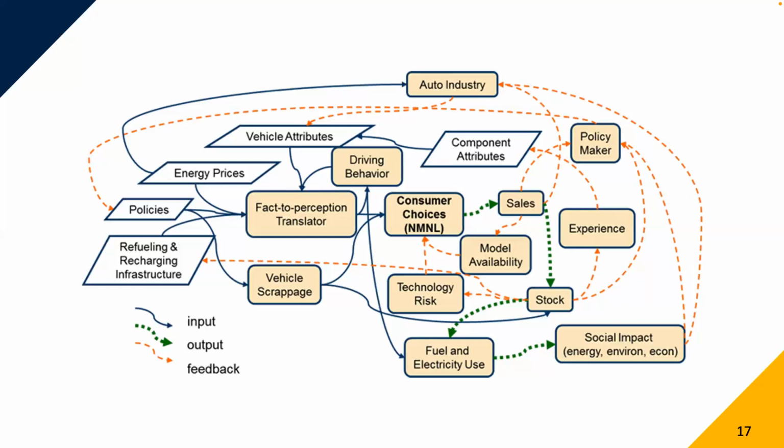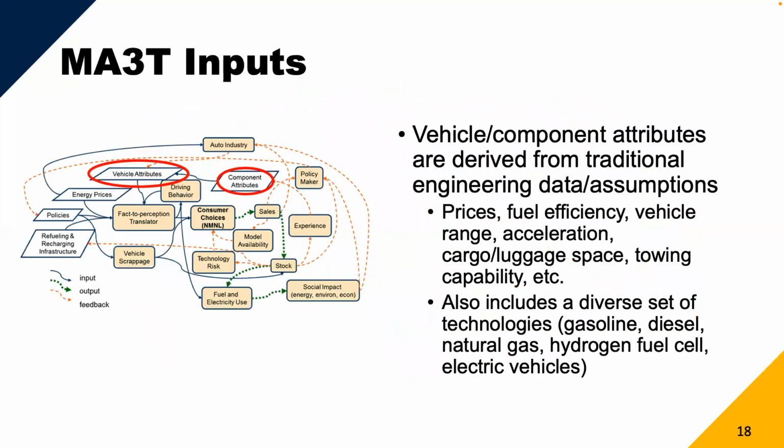But the main thing is this consumer choice bit here. And there are a lot of feedback mechanisms throughout. So the types of vehicle and component attributes that are important to feed into this choice model, right? To make sure that the consumers and buyers of these vehicles will have all the available data to make their decisions.